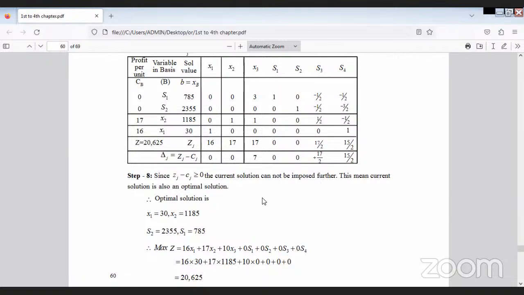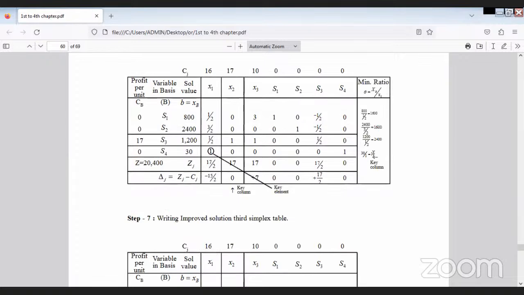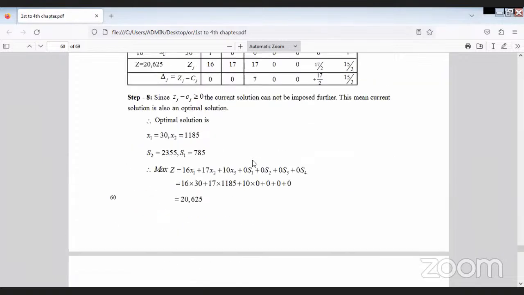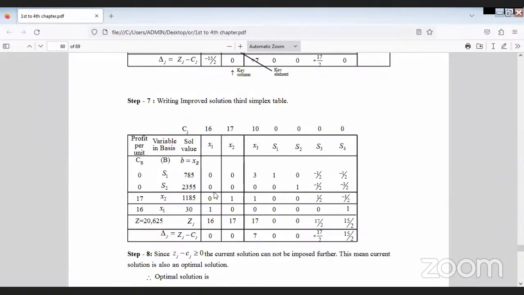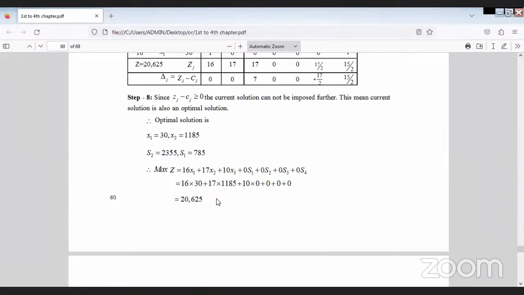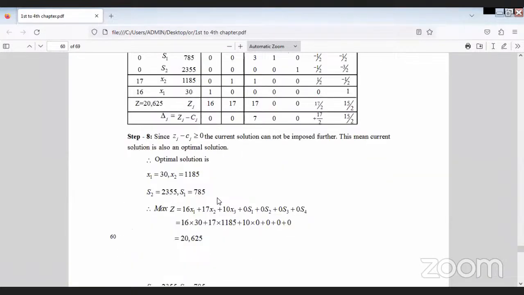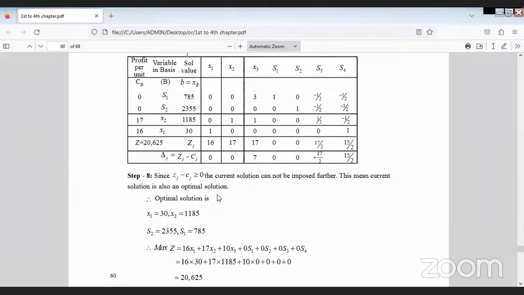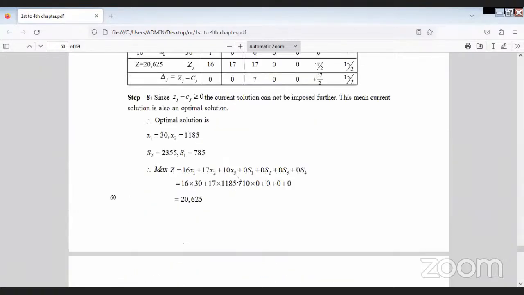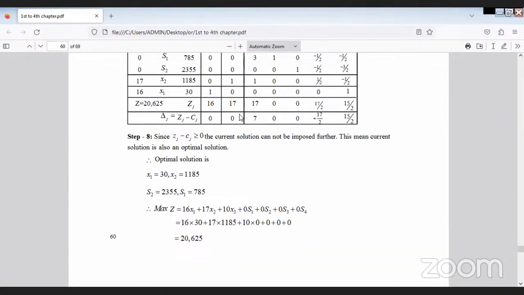What is the optimal solution? Zj minus Cj greater than or equal to 0 is the optimal solution. So therefore the optimal solution is x1 is equal to 30. We can take the 30 here. x2 is equal to 1185, S3 is equal to 2355, and S1 is equal to 785. So we are writing the values. Maximum Z, we are writing 16x1 plus 17x2, 10x3, 0 S1, 0 S2. We are substituting the values, and the maximum Z value is 20,006.